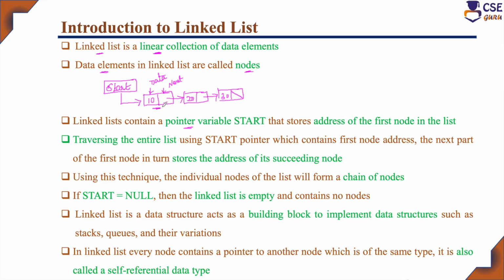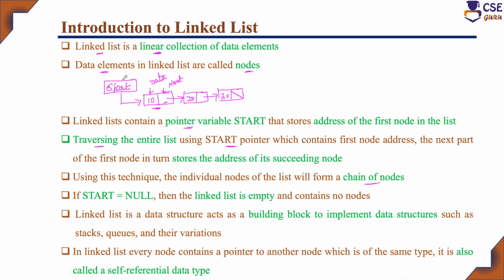In a linked list, you can traverse the entire list using the start pointer. The start pointer stores the address of the first node, the address of the second node is stored with the first node, and the address of the third node is stored with the second node. Likewise, we can traverse the entire list from the start pointer. So individual nodes form a chain of nodes.